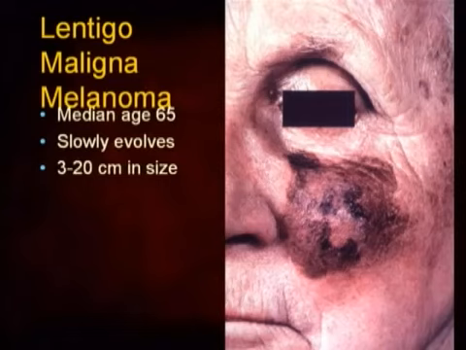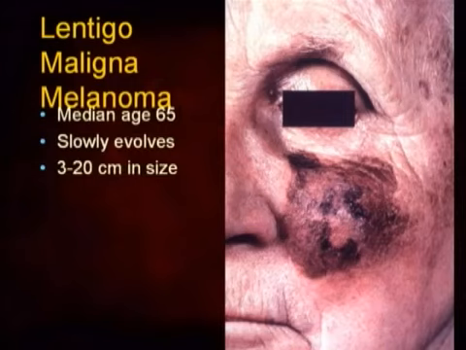Lentigo maligna melanoma is seen more frequently in more mature adults, people who are 65 and usually beyond that. This is something that slowly evolves and often has some variation in the color and can get pretty large before patients are diagnosed.